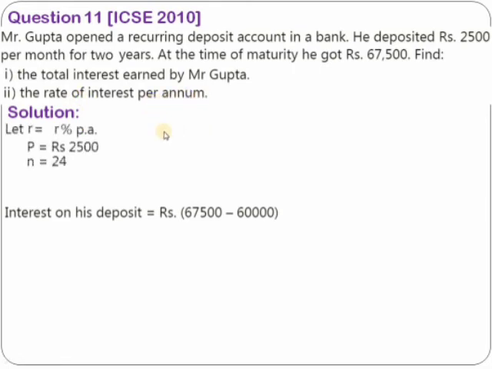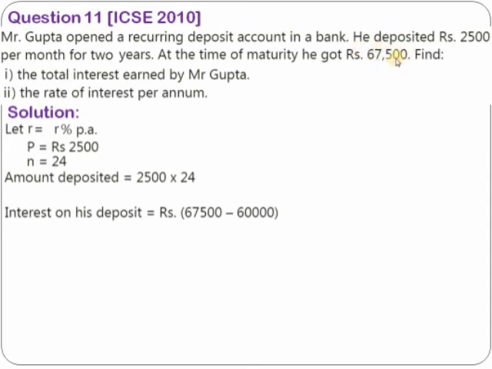Okay, so first and foremost, you are asked to find what is the rate of interest. So that's why I'm taking rate to be R% itself. Okay, principal, that is the monthly installment, is 2500. Okay, and number of months is actually 2 years. So if you convert this into months, you get 24 months. Okay, now you know that maturity value, okay, so maturity value is given to be this much, isn't it?